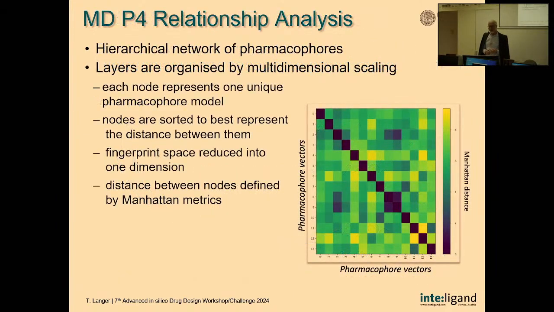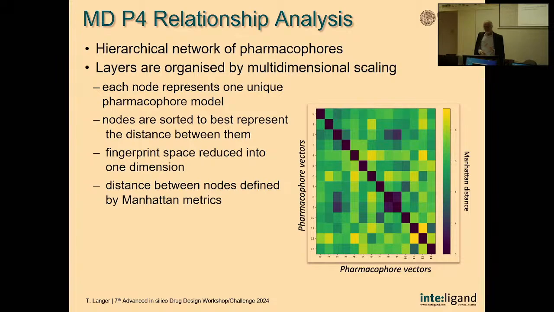So actually, it's a so-called hierarchical network of pharmacophores that we built. The network's layers are organized basically by multidimensional scaling. Each node in this tree represents a unique pharmacophore model, and the nodes are sorted in a way to best represent the distance between them. The distance shows how close they are. Close in distance means they are very strongly related to each other. Far away in distance means that there is no direct relationship, but maybe via other models.